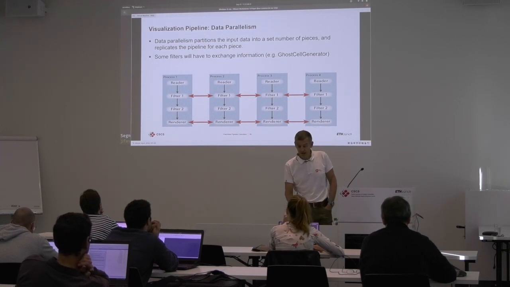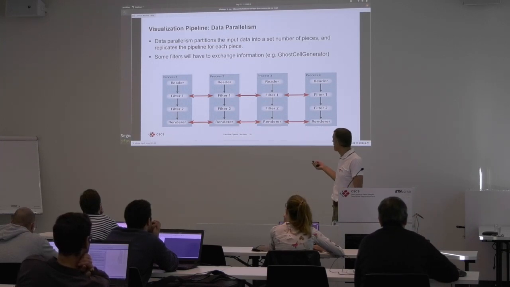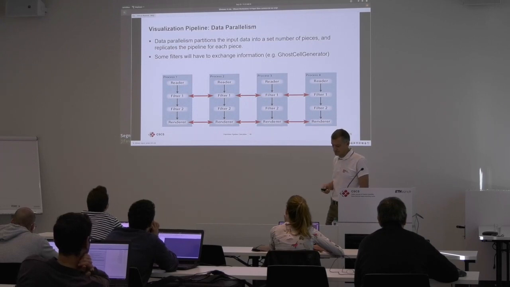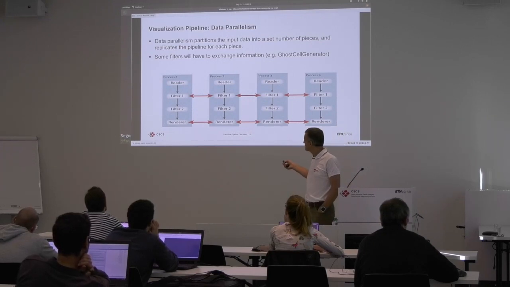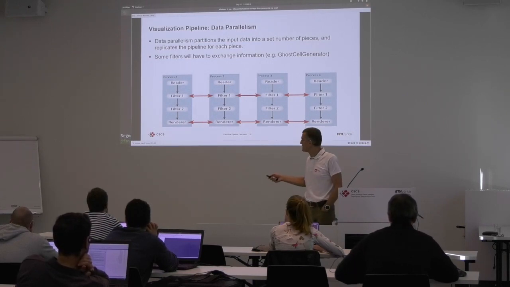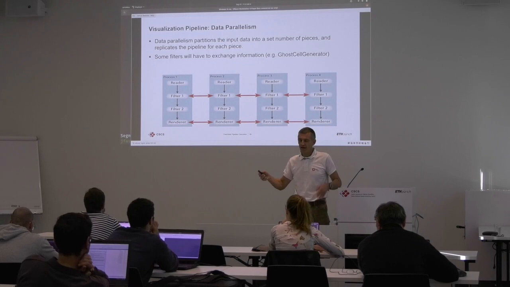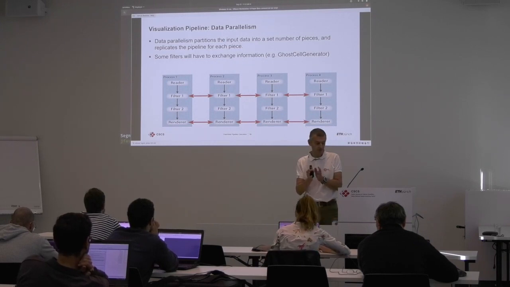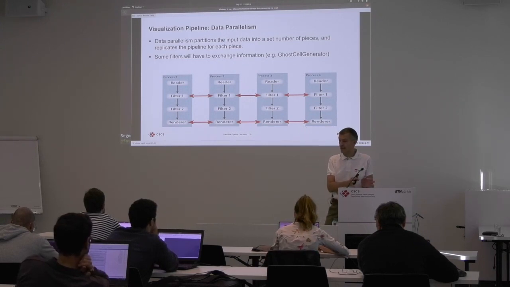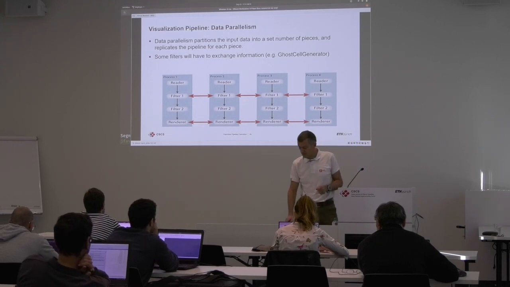So what would happen? Each pipeline would read one piece of data quickly and make an image, and then ParaView in parallel composites all the images of the independent renderers and makes the final image that you see on your client side. Good, everything is good.